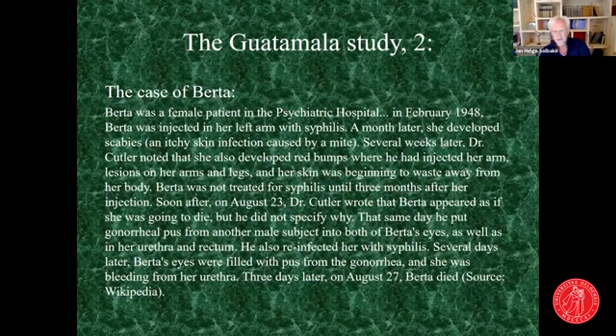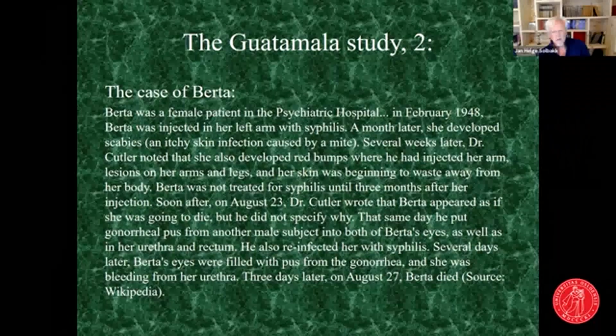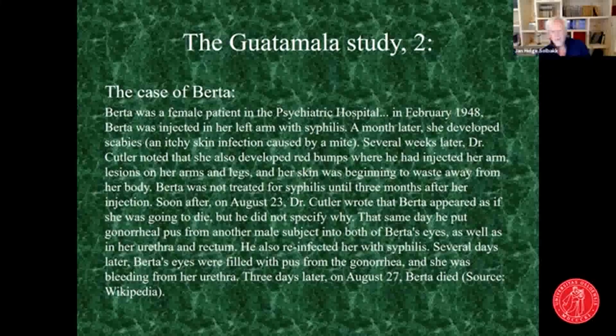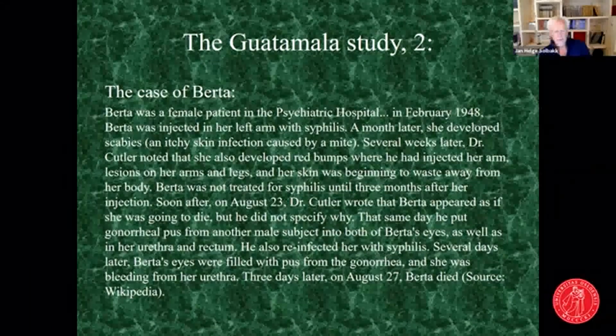Just to illustrate the horror that was committed during this study, the case of Berta. Berta was a female patient in the psychiatric hospital. In February 1948, she was injected in her left arm with syphilis. A month later, she developed scabies, that is an itchy skin infection caused by a mite. Several weeks later, Dr. Cutler noted that she had also developed red bumps where he had injected her arm, lesions on her arms and legs, and her skin was beginning to waste away from her body.